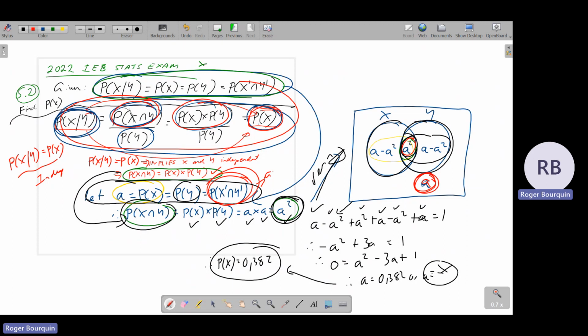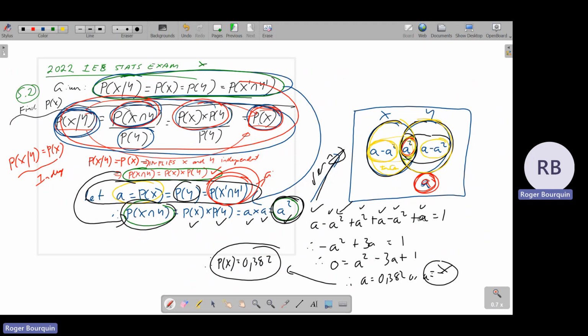Now the probability of X must add up to A. So this bit over here must be A minus A squared, because A minus A squared plus A squared gives us a total for the probability of X equal to A. Likewise, the probability of Y is also equal to A. So if that is A squared over there, then this must be A minus A squared, so that the whole probability of Y adds up to A.